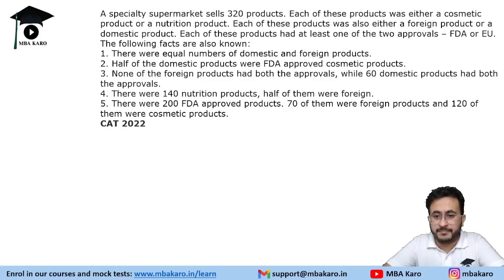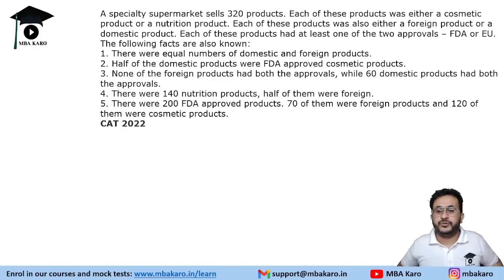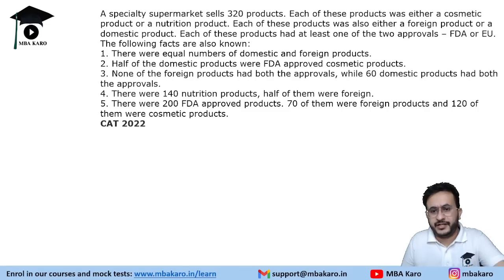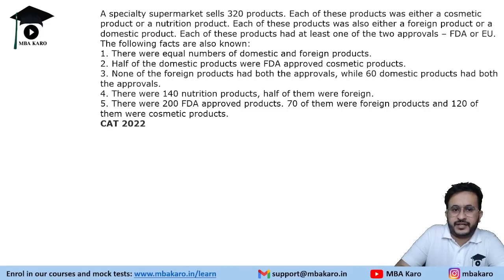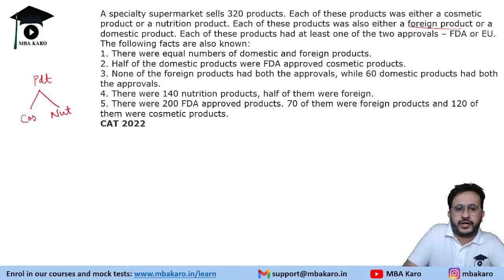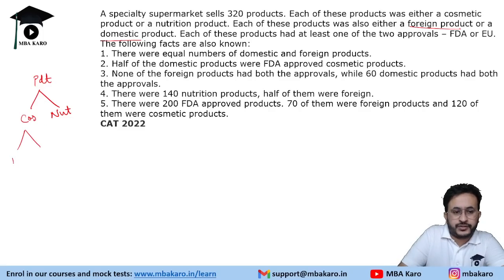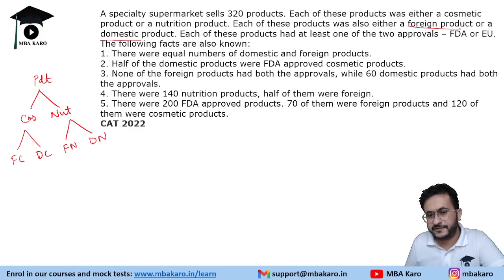Let's take another example. This was again a set from CAT 2022 where it said that a supermarket sells 320 products and they were bifurcated into categories like cosmetic or nutrition. So the products are cosmetic or nutrition, and each of these products was either a foreign product or a domestic product. When we use the word either, it means one of these two things will happen. Both cannot happen simultaneously. So it could be foreign cosmetic or domestic cosmetic. Similarly, foreign nutrition, domestic nutrition. Right? So that was fine up till here.